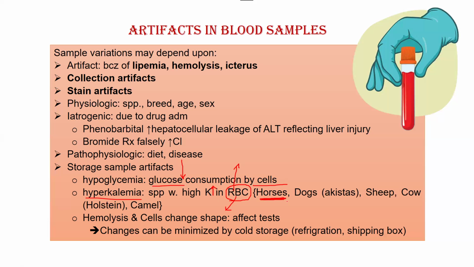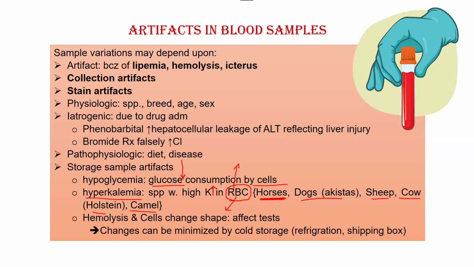So the level of potassium leaching you are going to see in horses, you are not going to see in any other species. But the other species that are also affected are dogs, especially the breed mentioned, sheep, cow, again the Holstein breed is mostly affected, and the camels.